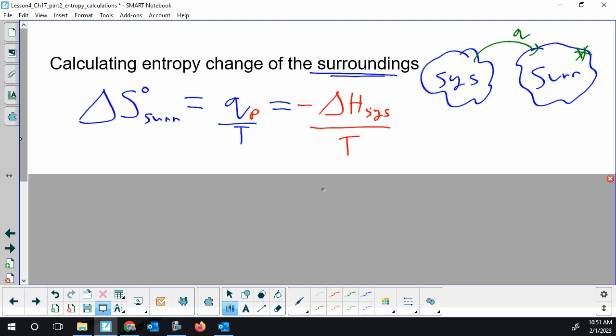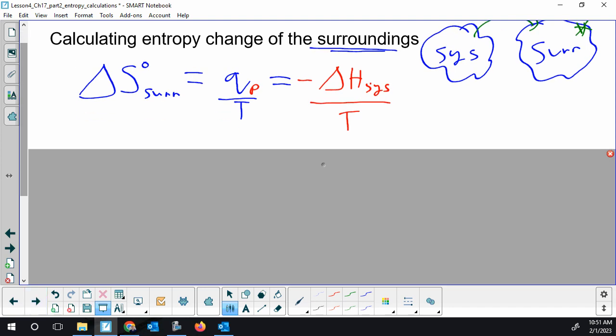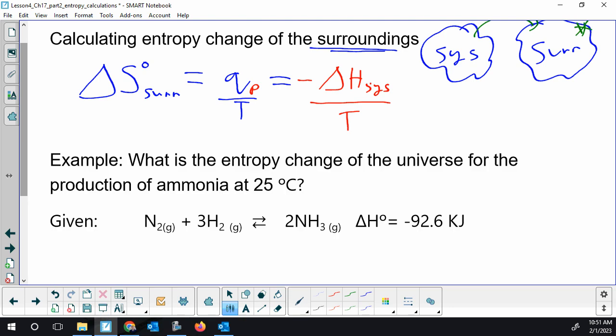Okay. So one last question, I'm going to put the two pieces together. We'll practice both. Okay. What is the entropy change of the universe? Seems hard to believe that we can answer the entropy change of the whole universe. We don't even know how big the universe is, but we're going to answer the change in entropy in the whole universe for the production of ammonia at 25 standard conditions.